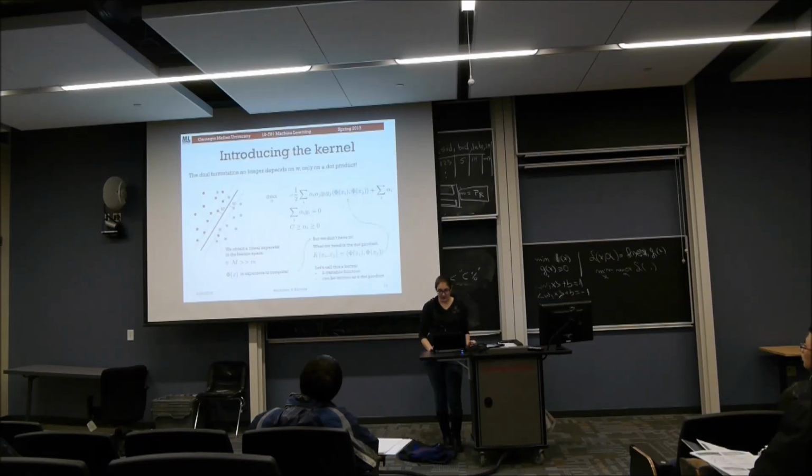But what we notice is that the dual formulation no longer depends on W. It only depends on the dot product, phi of x_i, phi of x_j. So we don't really have to compute phi of x for the purposes of the optimization problem. What we need is just the dot product, and we're going to call that the kernel function. So it's basically a two-variable function, which can be written as a dot product. Let's call that our definition of a kernel.